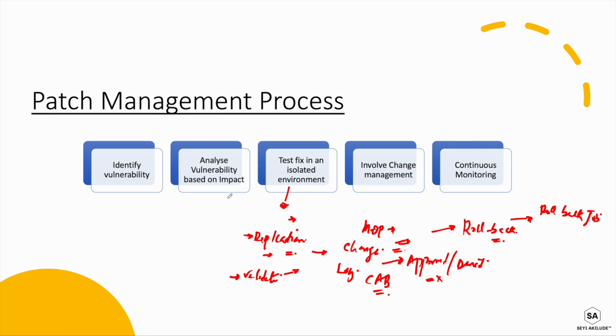These are the five processes that would help you through your project management processes. This could be tailored to suit your own environment: how you identify, how you analyze, and how you test your vulnerabilities. This whole process should be tailored to your own peculiar environment.